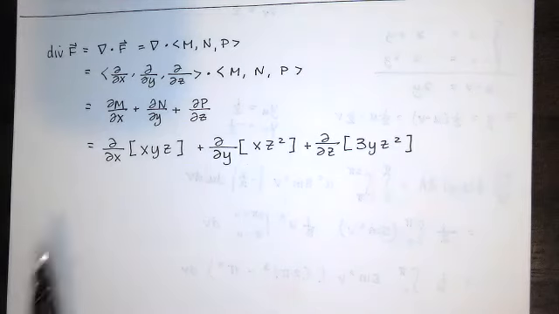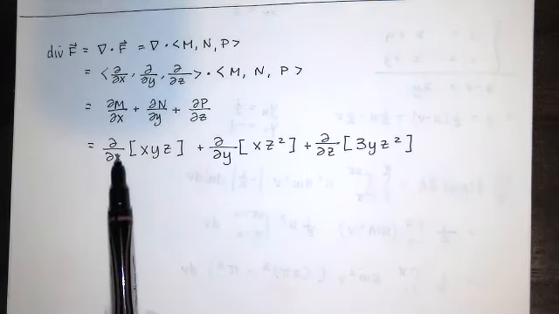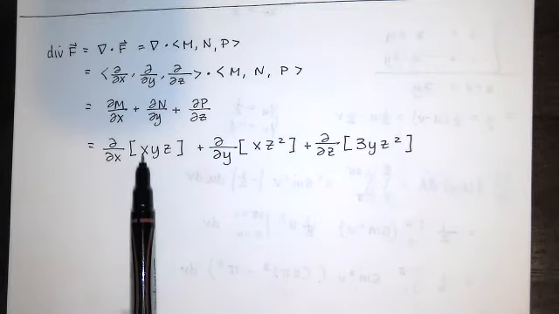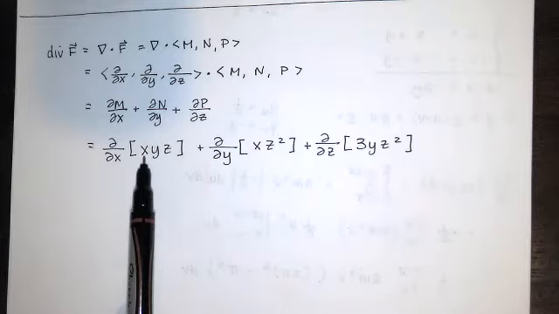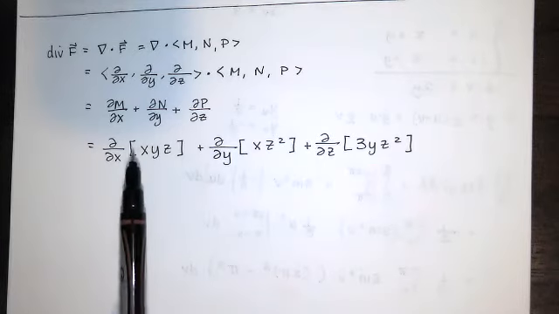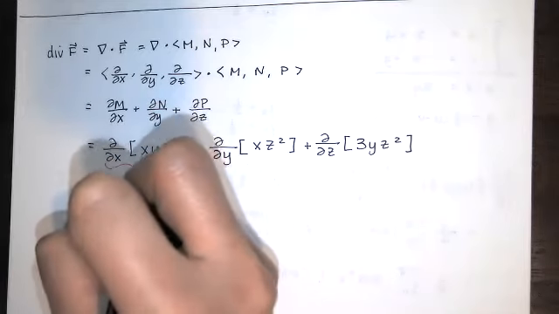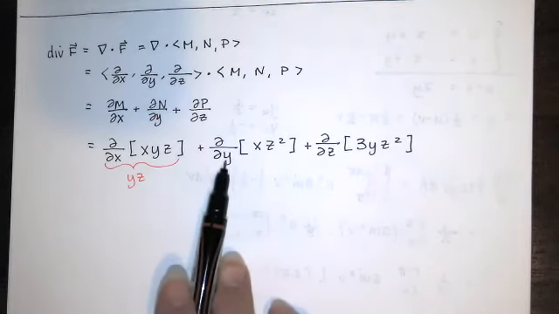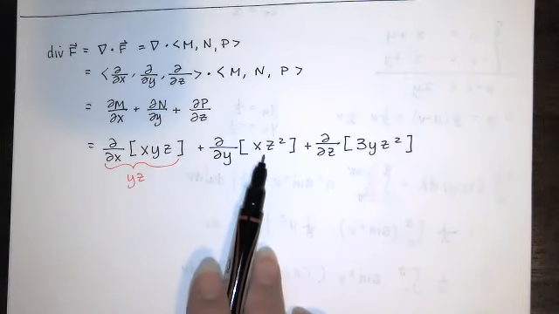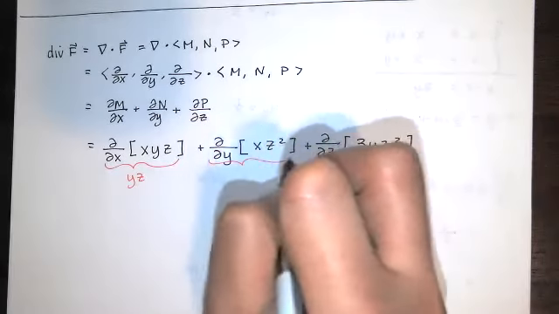Now remember, whenever you're taking a partial derivative, you need to treat the other variables as constants and differentiate with respect to that variable only. So I see this x times y times z, but I think to myself, this is a constant times x. The derivative of a constant times x is just the constant. So this is y times z. And here I'm taking the derivative of all of this with respect to y. Well, there are no y's in here. The derivative of a constant with respect to y is 0.